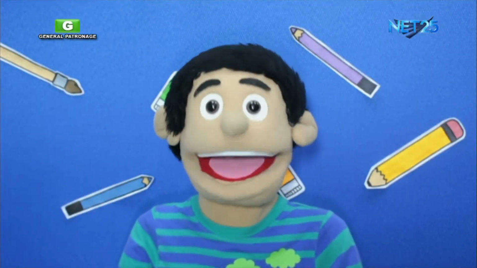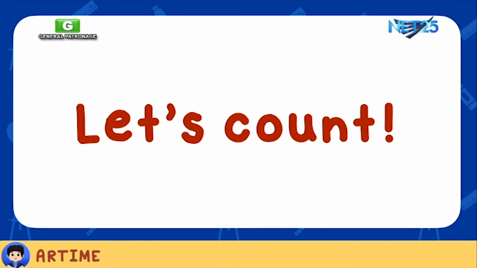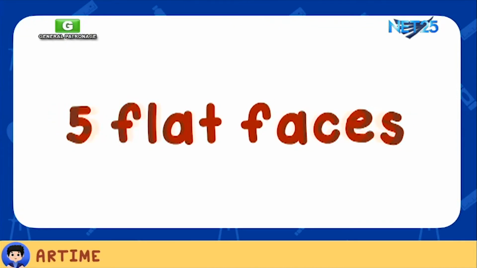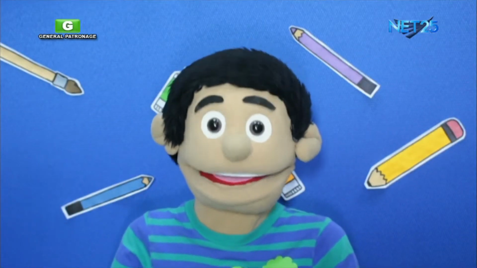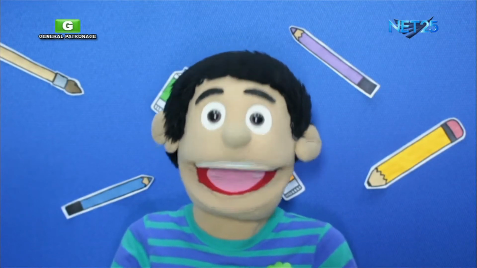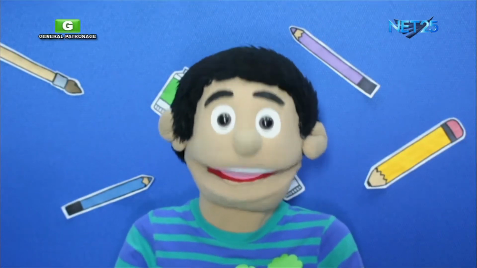How many faces does a pyramid have? Let's count. 1, 2, 3, 4, and 5. A pyramid has 5 flat faces. It has 4 triangle flat faces that leads up to one pointy top and another in the shape of a square for its base.